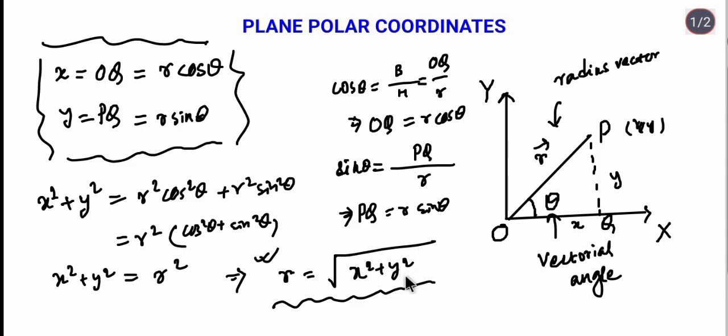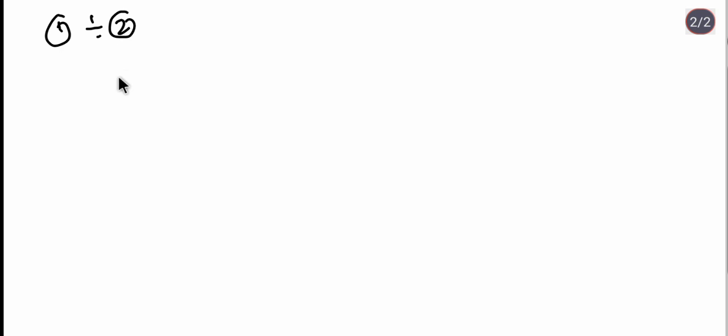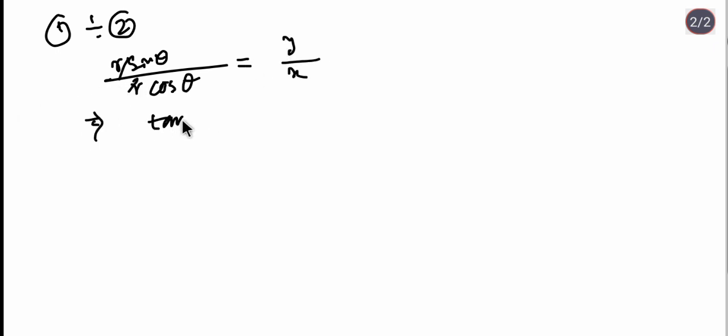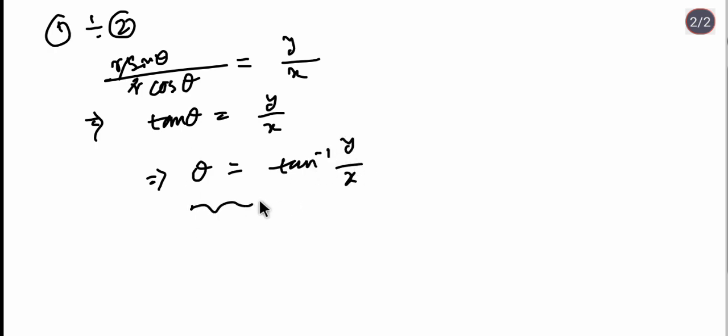Now let's find theta in terms of x and y. To get theta in terms of x and y, let's suppose this is equation 1 and this is equation 2. If we divide 1 by 2, we will get r sin theta by r cos theta, which is y by x. r gets cancelled, so tan theta is equal to y by x. So our theta will be tan inverse y by x. So this is the relation between theta and x and y.